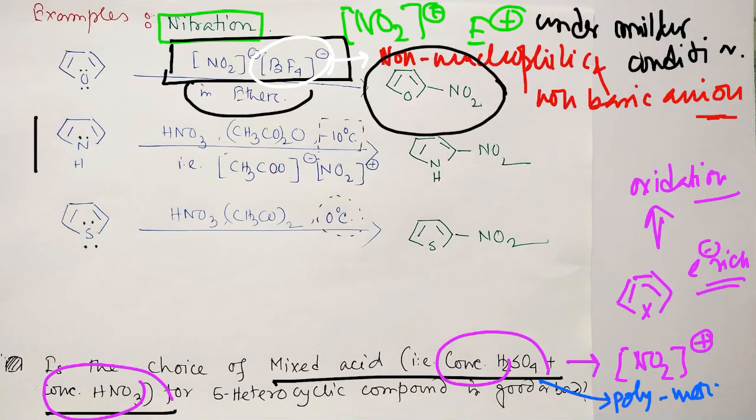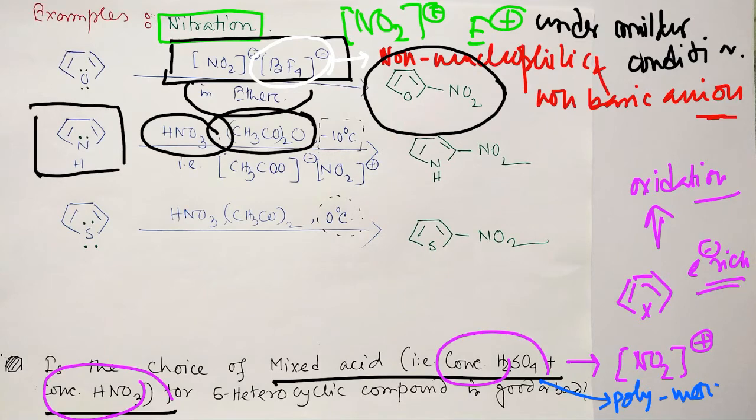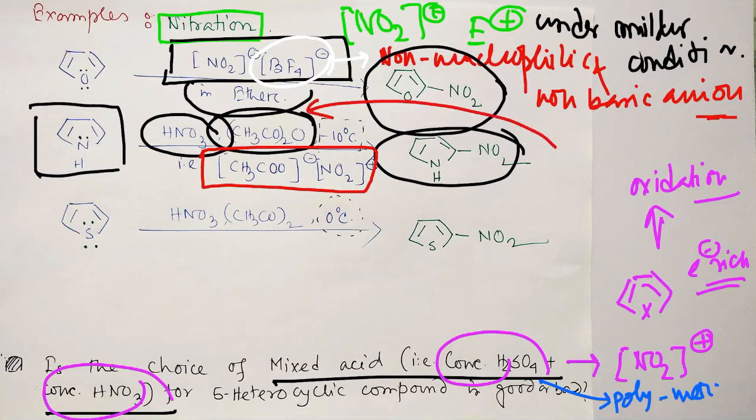But for example, in the case of pyrrole, see, we have used nitric acid and acetic anhydride, and we got this. Now the question: why nitric acid? Because nitric acid and acetic anhydride produce the electrophile, nitronium acetate. Okay, and in this case, the acetic anhydride is acting as a dehydrating agent.